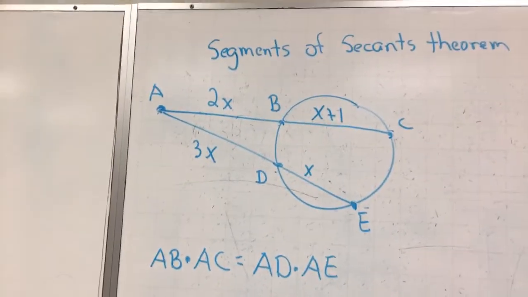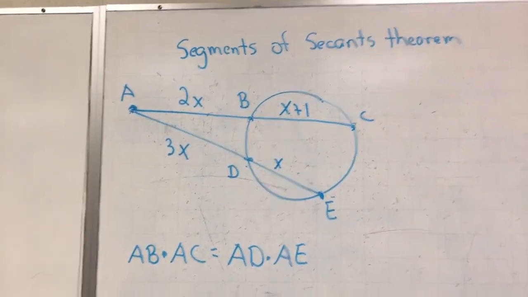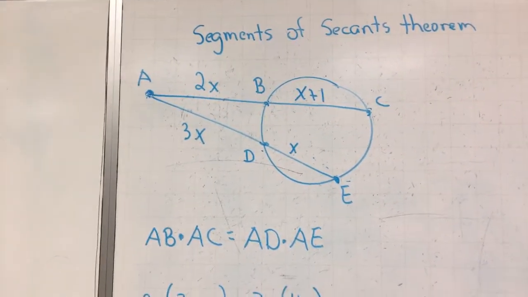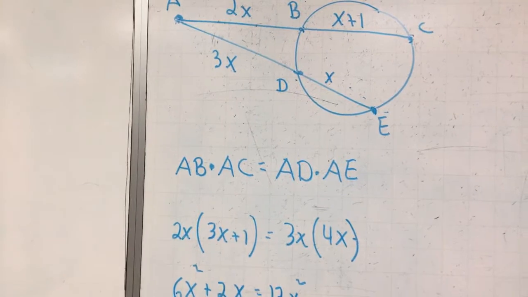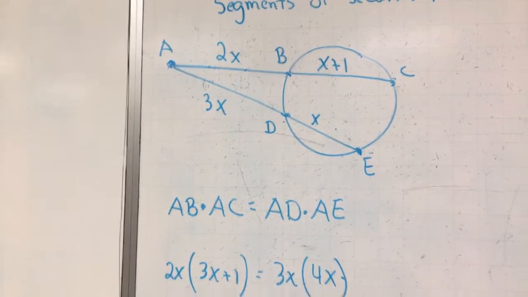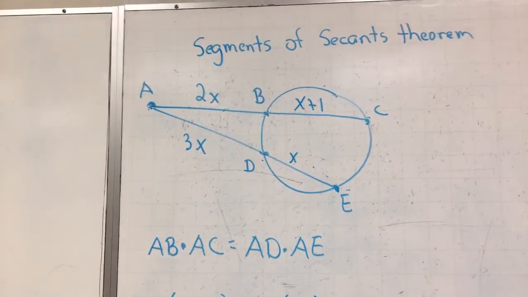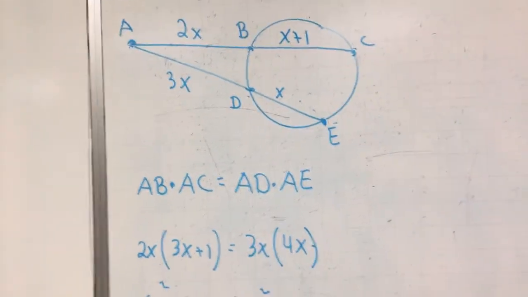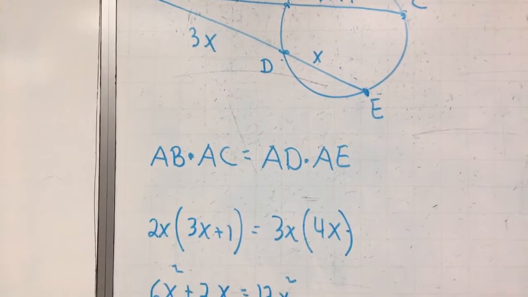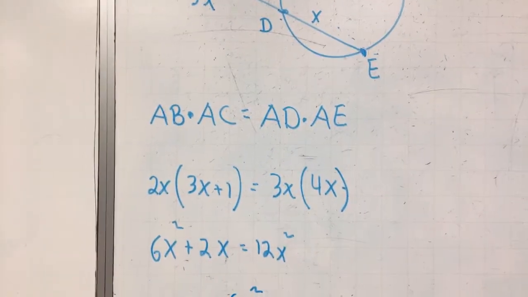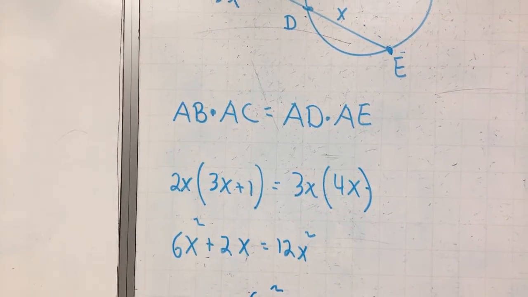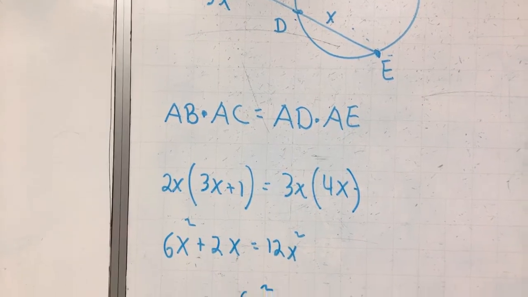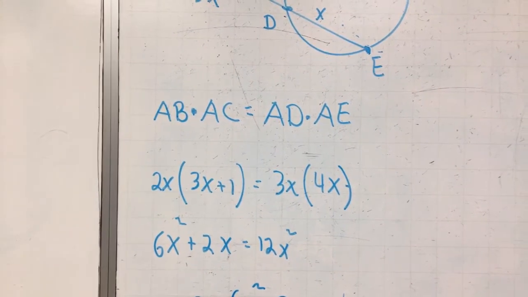Now, I chucked some numbers up there. So AB is 2x, and BC is x plus 1, and AD is 3x, and DE is x. So how does this game play out? The part on the outside, 2x, times the whole thing, 3x plus 1, is equal to 3x, the part on the outside, times the whole thing, 4x, okay? So 2x times 3x plus 1 is equal to 3x times 4x. Clean that up. 6x squared plus 2x after we distribute is equal to 12x squared after we distribute, okay?